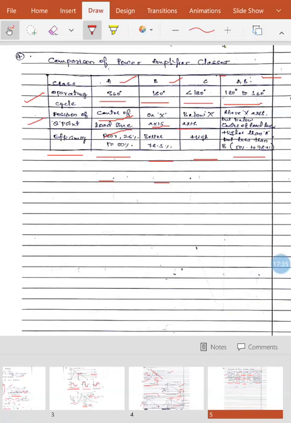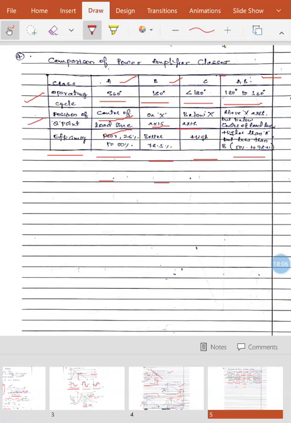So we may get a question: in class A we get a complete 360-degree operation but the efficiency is low, and in class C we do not get even half of the cycle, but still we have 90% efficiency. How is this possible? See, efficiency is different from the total waveform you get at the output. Efficiency means: for whatever part of the input you are considering, you get the exact output. It is nothing but amplifying that.